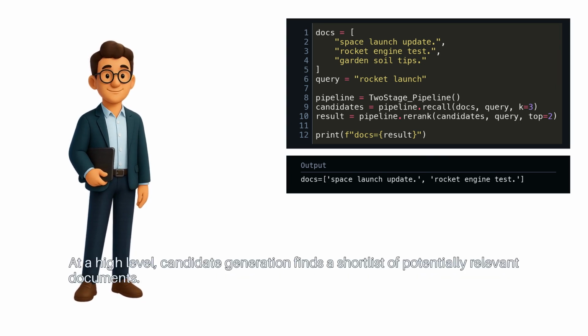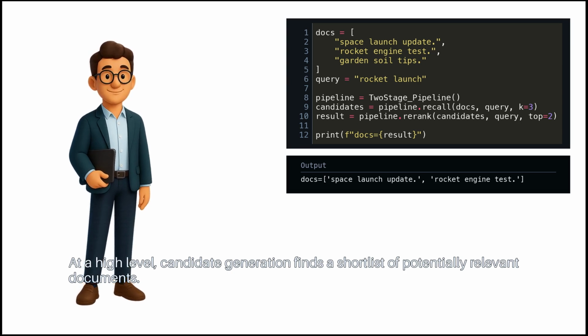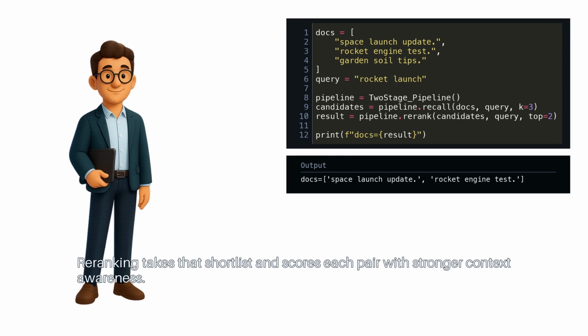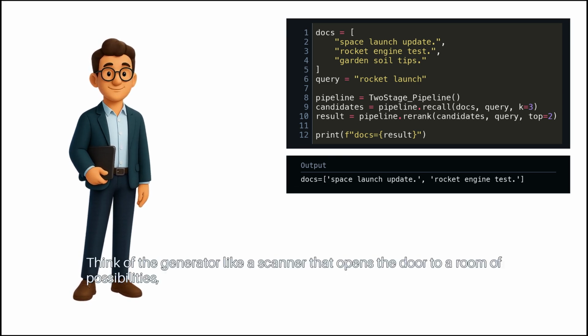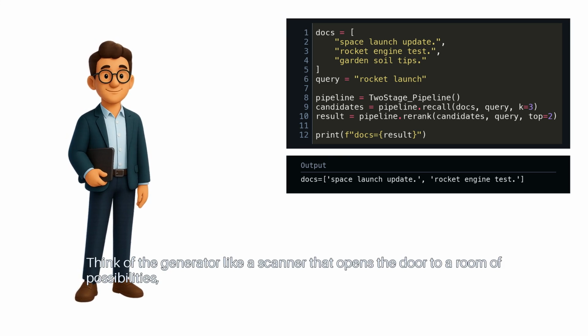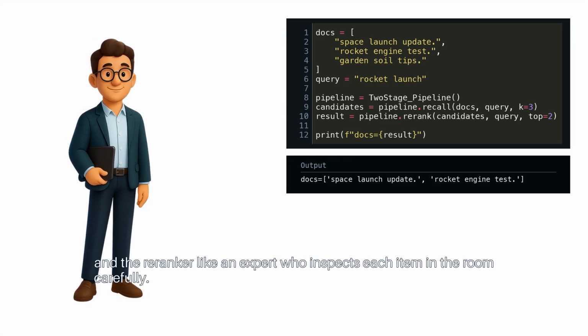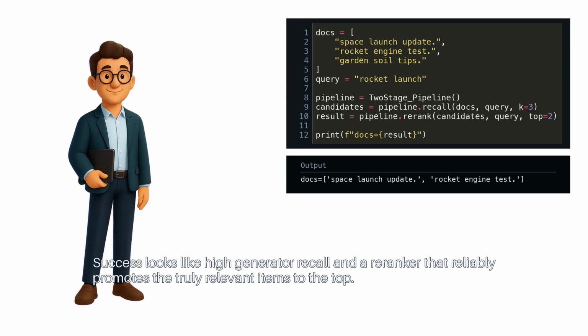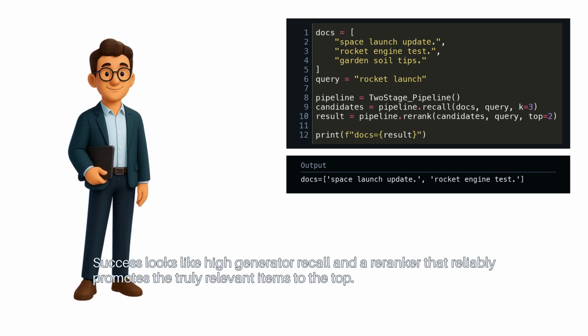At a high level, candidate generation finds a short list of potentially relevant documents. Re-ranking takes that short list and scores each pair with stronger context awareness. Think of the generator like a scanner that opens the door to a room of possibilities, and the re-ranker like an expert who inspects each item in the room carefully. Success looks like high generator recall and a re-ranker that reliably promotes the truly relevant items to the top.